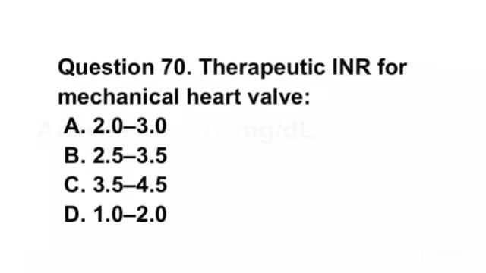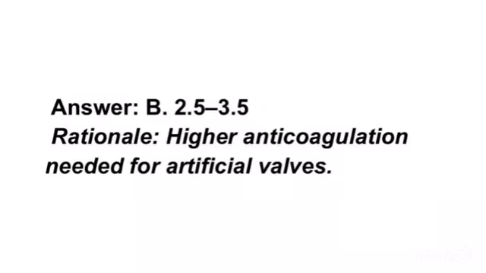Question 70. Therapeutic International Normalized Ratio, INR, for mechanical heart valve. A. 2.0 to 3.0. B. 2.5 to 3.5. C. 3.5 to 4.5. D. 1.0 to 2.0. Answer: B. 2.5 to 3.5. Rationale: higher anticoagulation is needed for artificial heart valves.